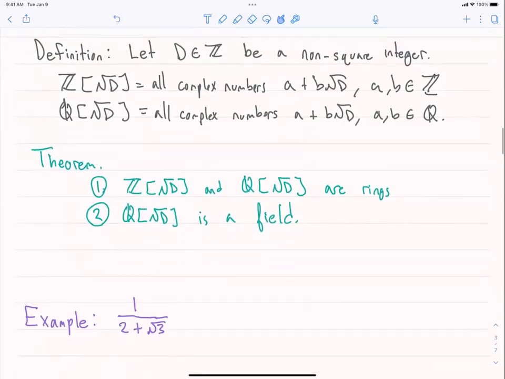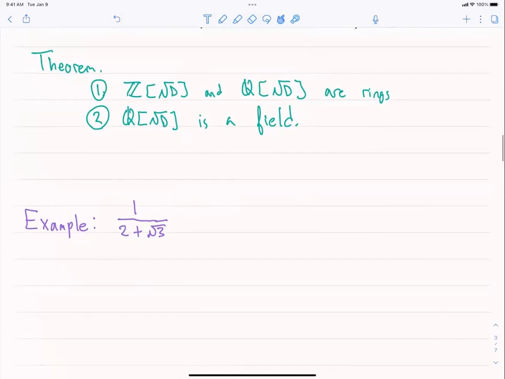Even more is true. It turns out that Q bracket square root of D is a field. If I allow integer coefficients, maybe not surprisingly, I'm not going to get a field. But if I allow rational coefficients, then it is actually a little bit surprising. What I'm saying when I say Q bracket square root of D is a field is that if I take something of the form A plus B square root of D and compute its reciprocal, it's also of that form. So we need to verify this, we need to compute things like this.